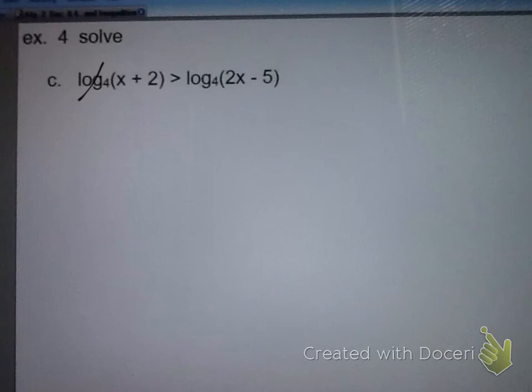You try to do example C. So turn off the video, you try to do example C, and then turn it back on and check your answer.